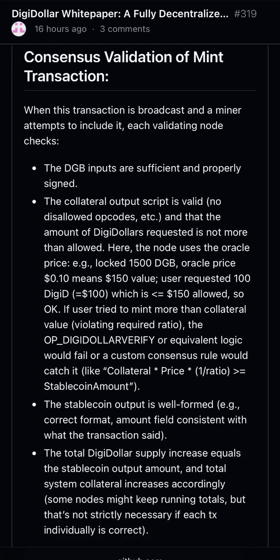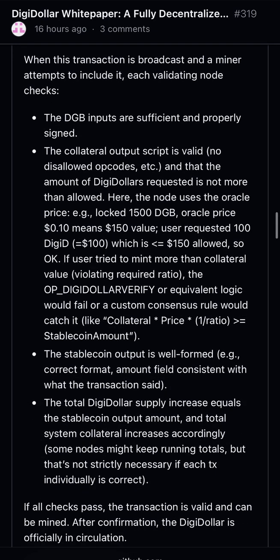Consensus validation of the mint transaction. When this transaction is broadcast and a miner attempts to include it, each validating node checks that the DGB inputs are sufficient and properly signed, that the collateral output script is valid with no disallowed opcodes, etc., and that the amount of DigiDollars requested is not more than allowed. Here, the node uses the Oracle price, e.g., locked 1,500 DGB, Oracle price 10 cents means $150 value; user requested 100 DigiDollars, equals $100, which is less than the $150 allowed, so okay.